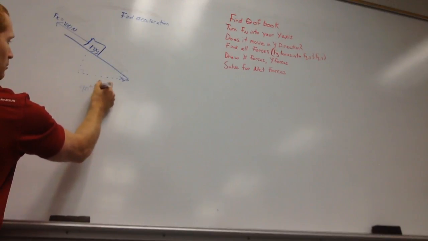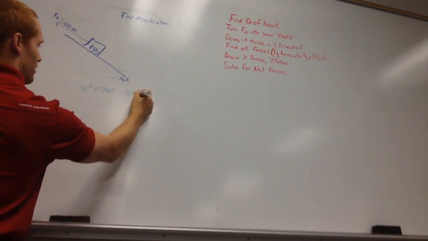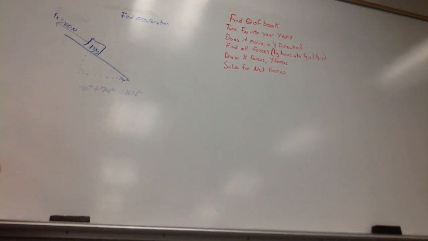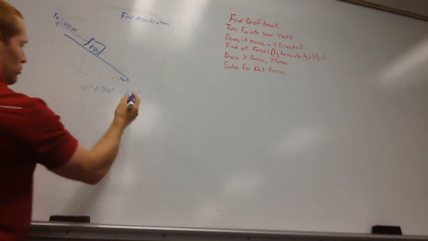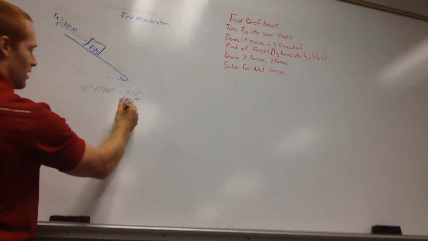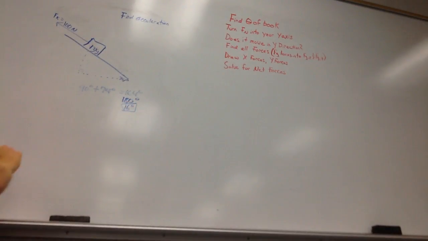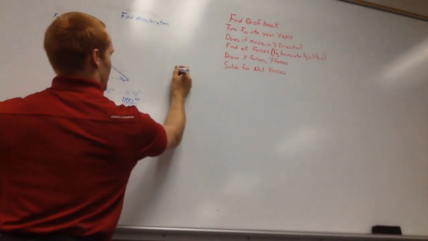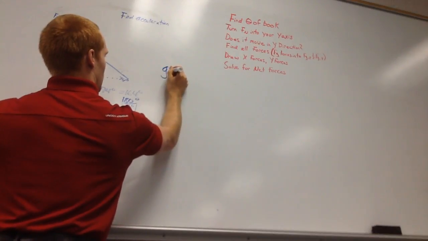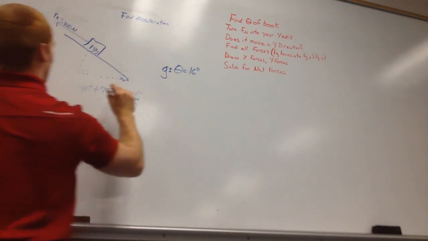degrees plus 74 degrees. That gives us 164 degrees, and a triangle is equal to 180 degrees, right? So if the whole thing is supposed to be 180 degrees, there's a difference of 16 degrees, so that has to be our theta. So I'm going to write that as one of our givens right here. Givens: theta is equal to 16 degrees.